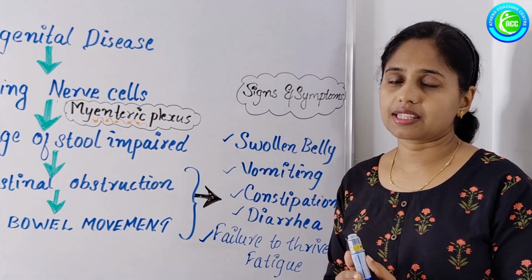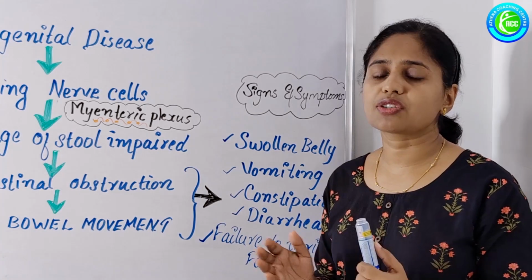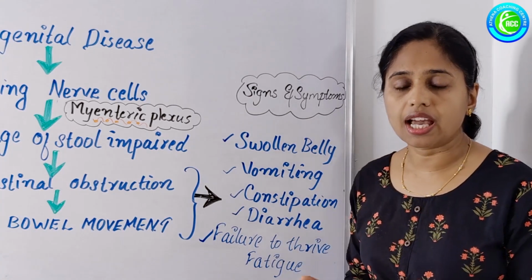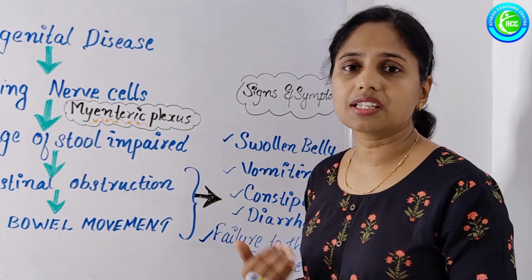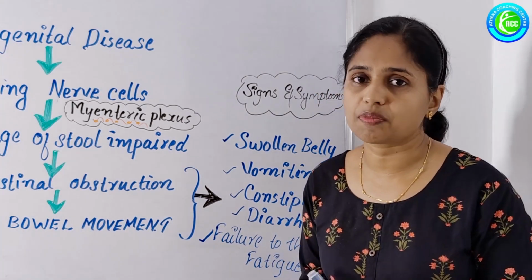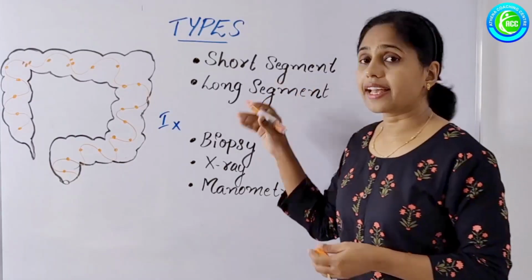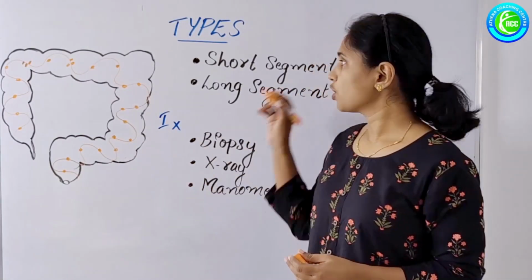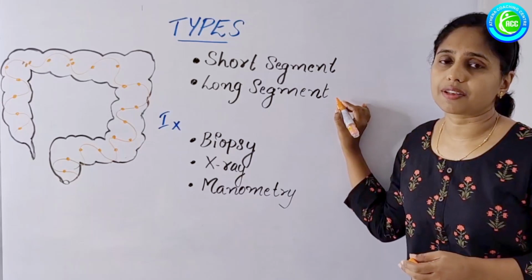And obviously, at the last, there may be chances to get intestinal obstruction, and what can be considered as complications? Because of intestinal obstruction, it causes a rupture. Hirschsprung's disease has two types, that is short segment disease and long segment disease.